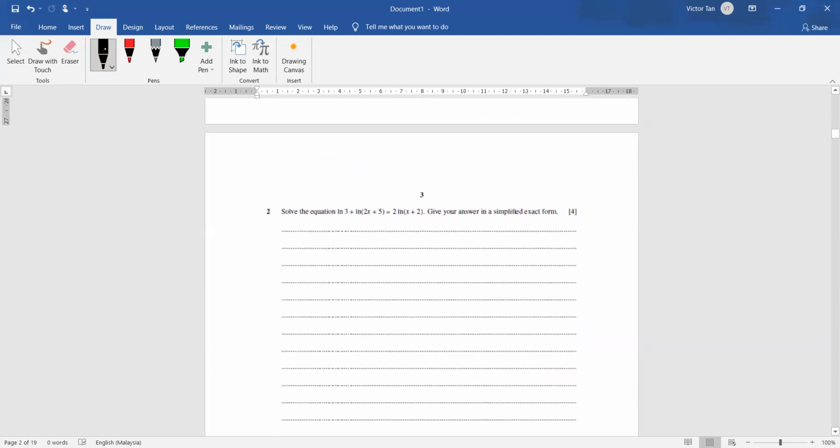It's a tricky first question. Solve the equation ln 3 plus ln 2x plus 5 equals 2 ln x plus 2. So here you make it into one logarithmic term on the left-hand side, equals ln x plus 2 squared. So you take away the ln, you have 6x plus 15 equals, square this side, x squared plus 4x plus 4. Writing it in the general form, x squared minus 2x minus 11 equals 0.